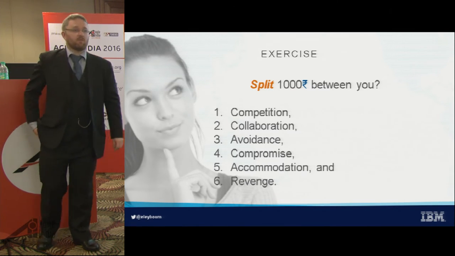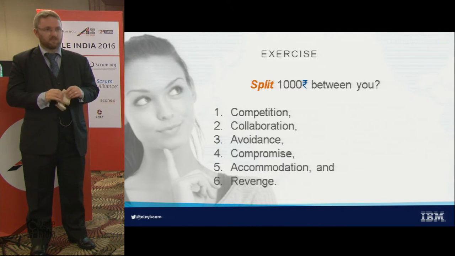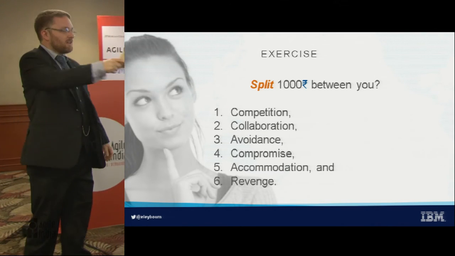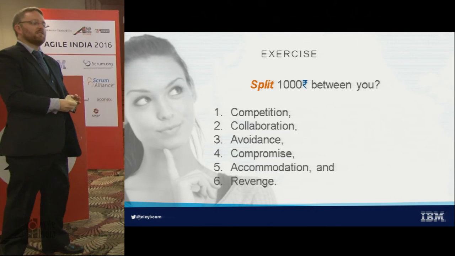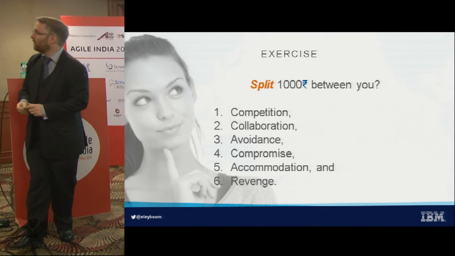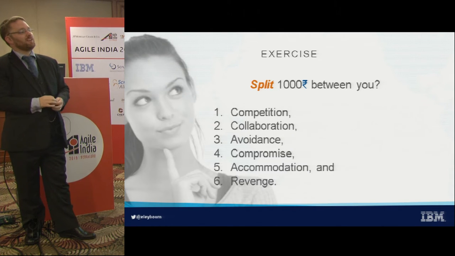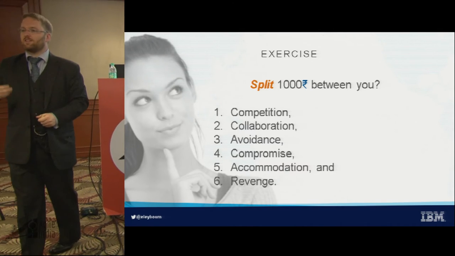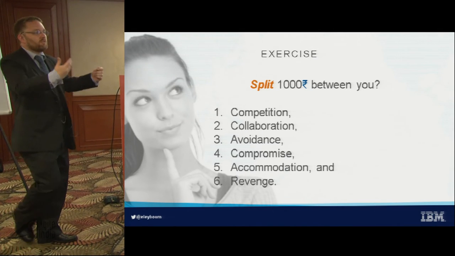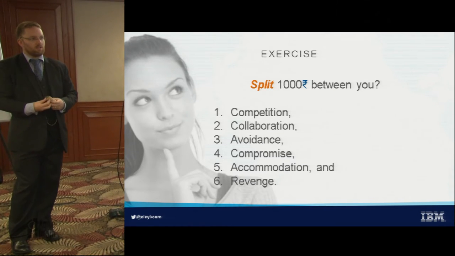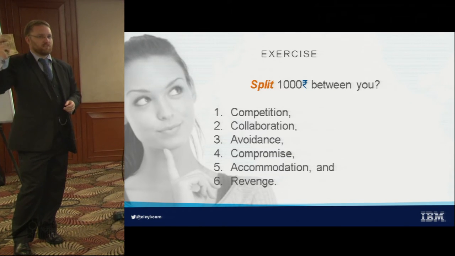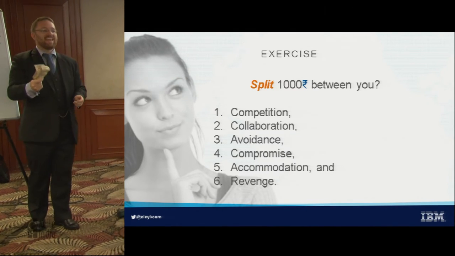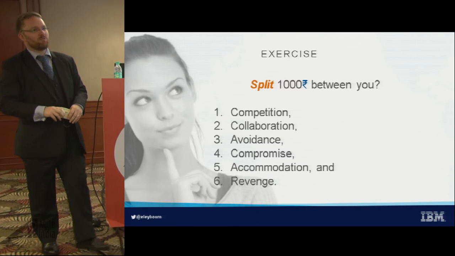Okay, I want two volunteers from the audience. Because going to 1,000 is funny, but also not real. Okay? When you're negotiating, all right, what do you do? You actually, even if you're in compromise or accommodation, you're still trying to get a positive outcome. Right? So we don't go to zero. Okay? So let's do this for real. There's 1,000 rupees. I want two volunteers, and you will keep it if you can come to an agreement.